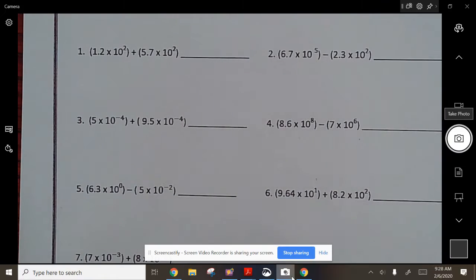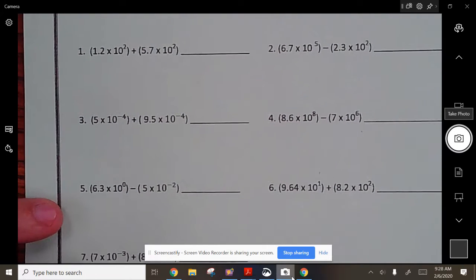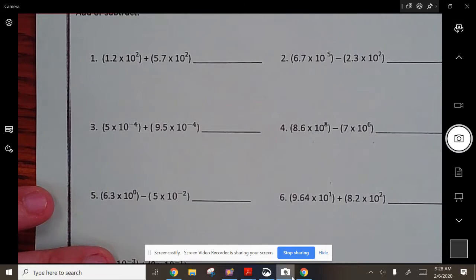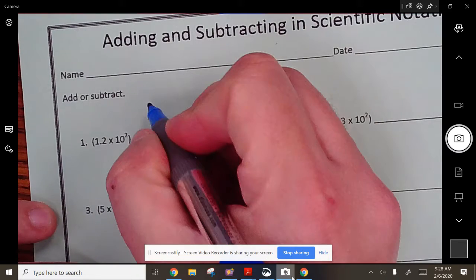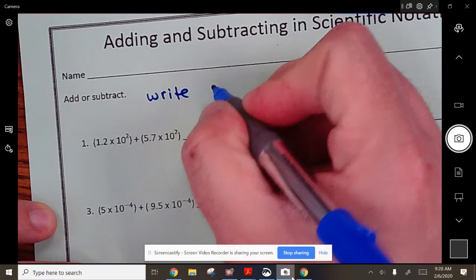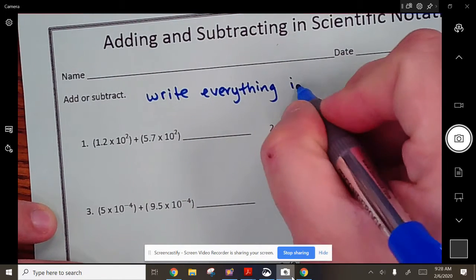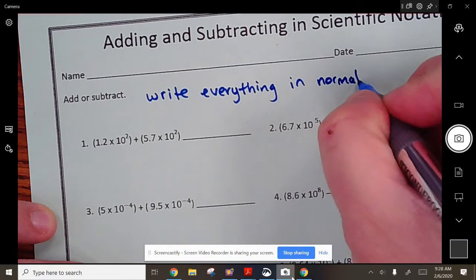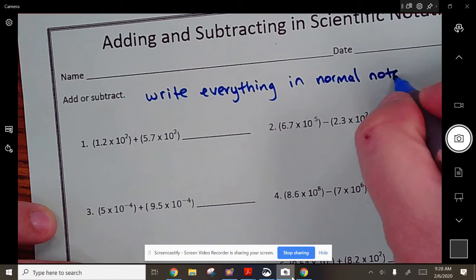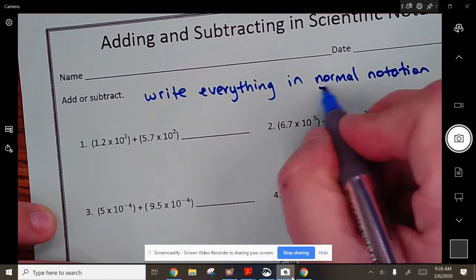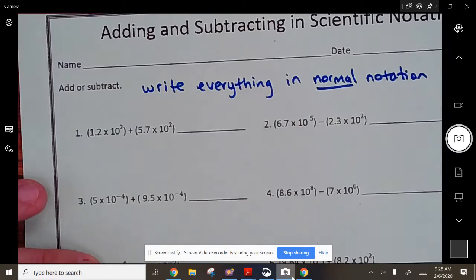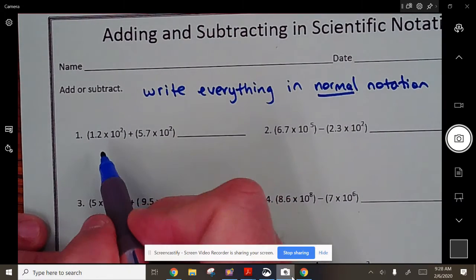All right, guys, this is on adding and subtracting with scientific notation. Just to make sure you get a sense of it, write this note on the top. You're going to write everything in normal standard notation. Normal, again, means standard notation, all right? So the first problem you have, let's just write this in normal notation.